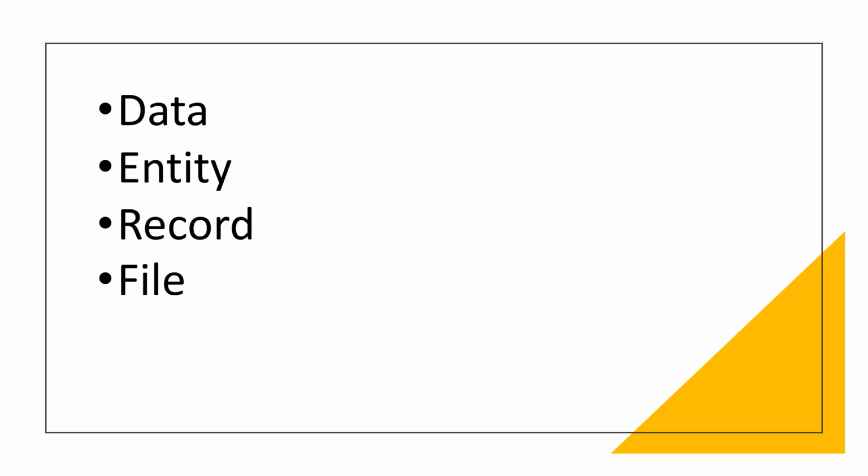Now let us look into some basic terminologies of data organization. The first one is data. The term data simply refers to a value or a set of values. Now these values can be anything. It can be roll numbers, students, marks, employees, etc. Now there's one more term, that is data item. A data item refers to a single unit of value.